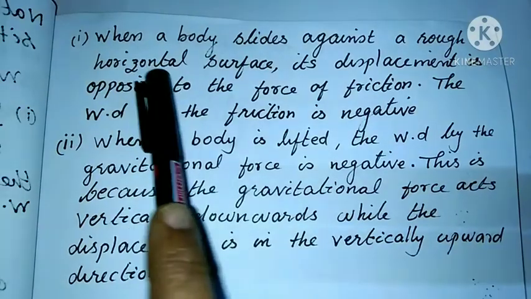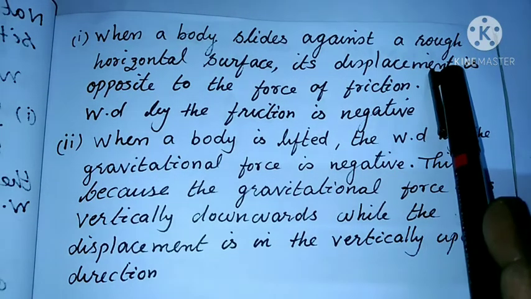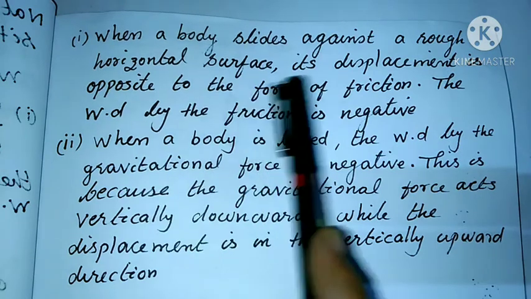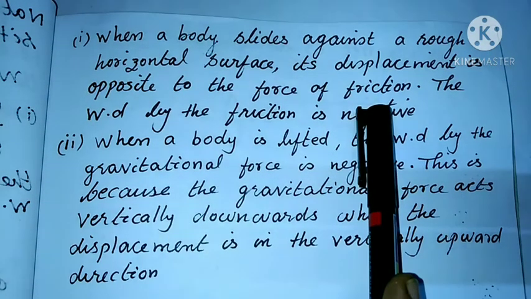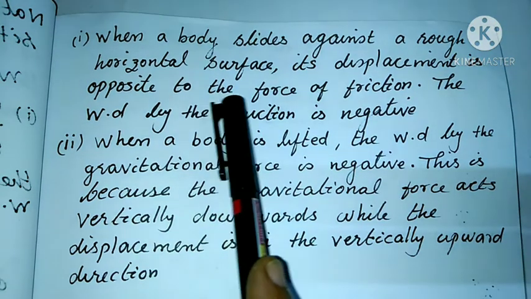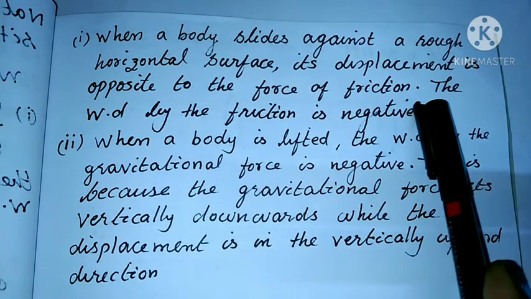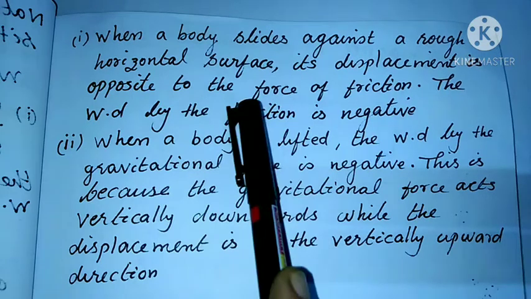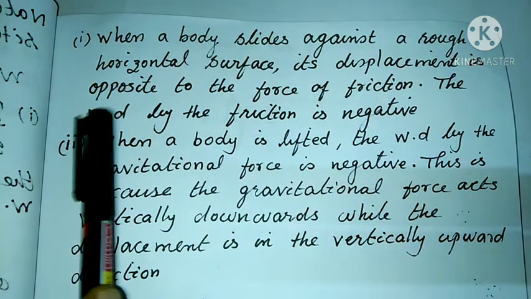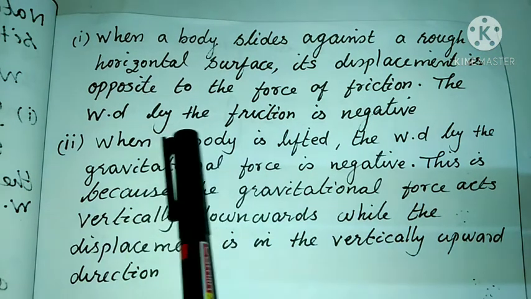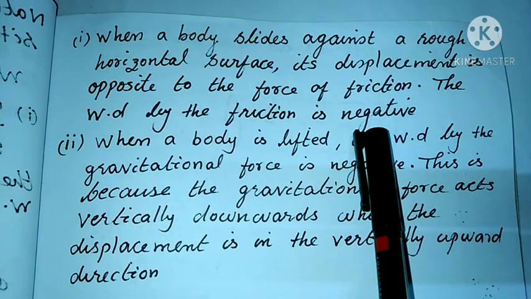Example, when a body slides against a rough horizontal surface, its displacement is opposite to the force of friction. That is, the body moves on the rough horizontal surface in the forward direction, so the displacement is opposite to the force of friction. So in that case, work done by the force is negative.